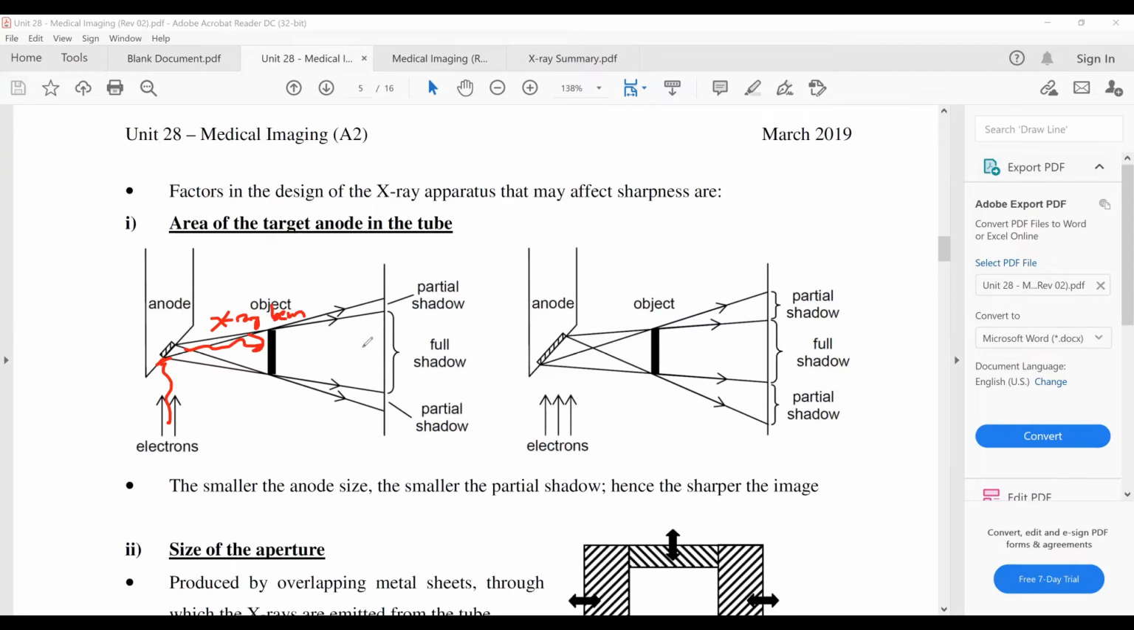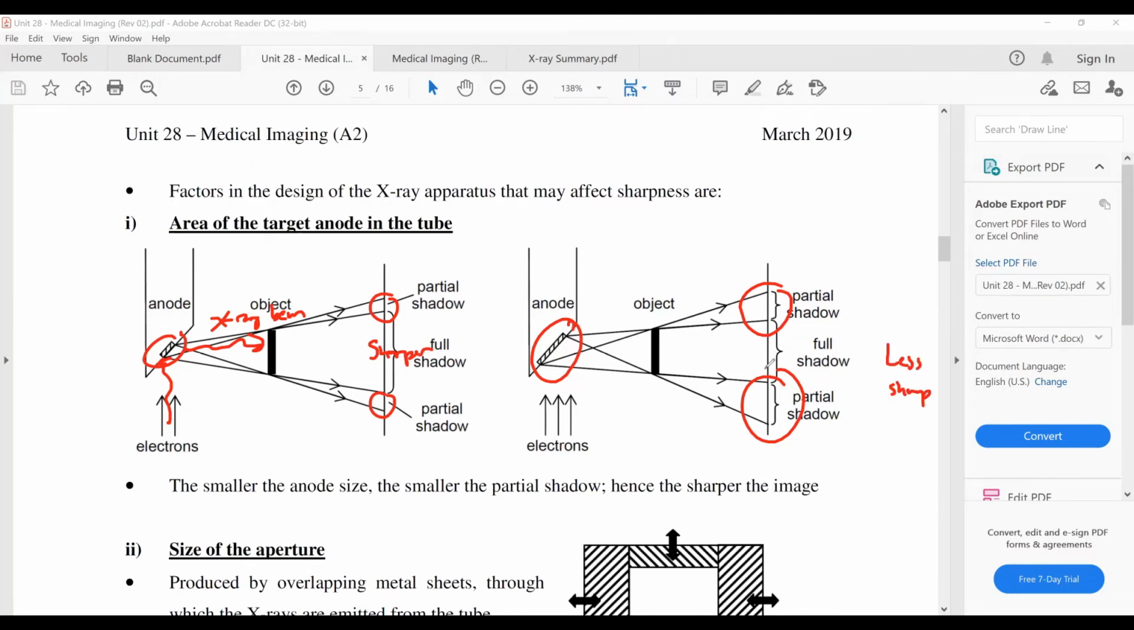So the thing here is that if your anode size is small, your X-ray image would have a small region of partial shadow, making it sharp. If on the other hand your anode size is large, as evidenced by here, when you try to produce your image of the object, you're going to have a large partial shadow. When you look at this one, it will be sharper. This one will be less sharp.